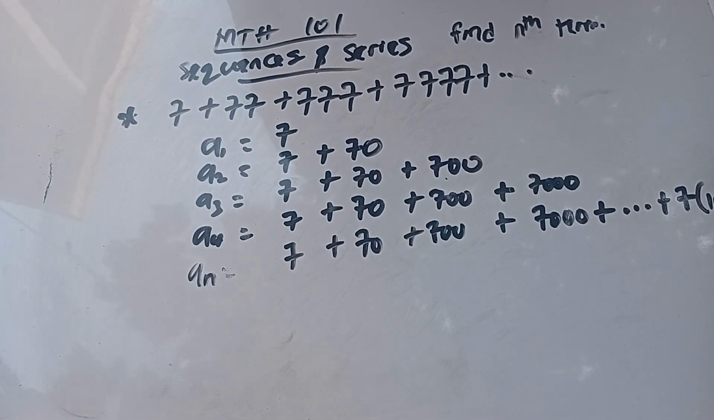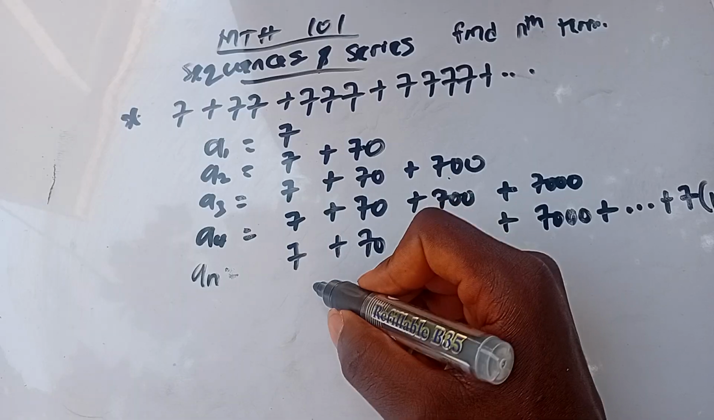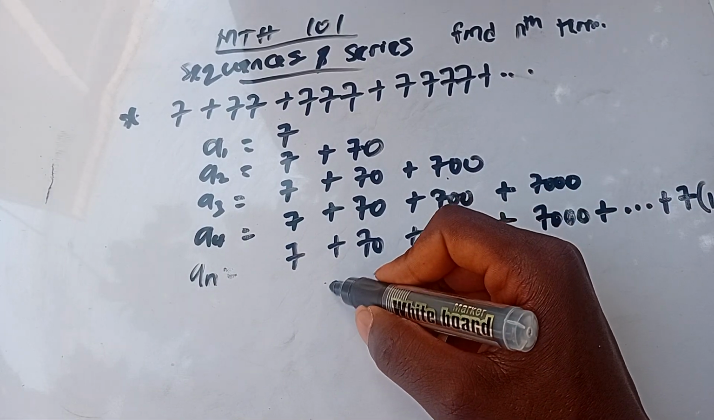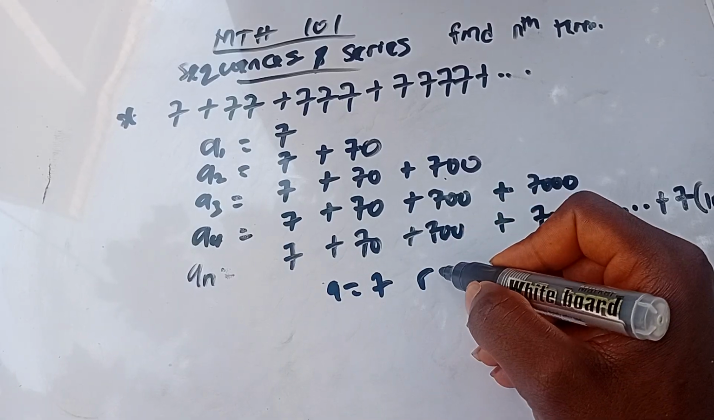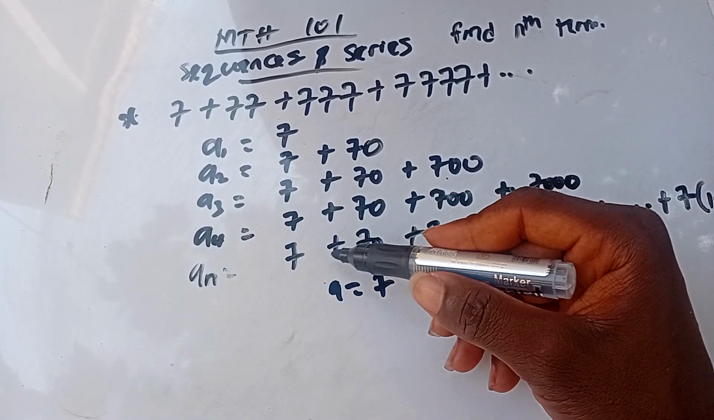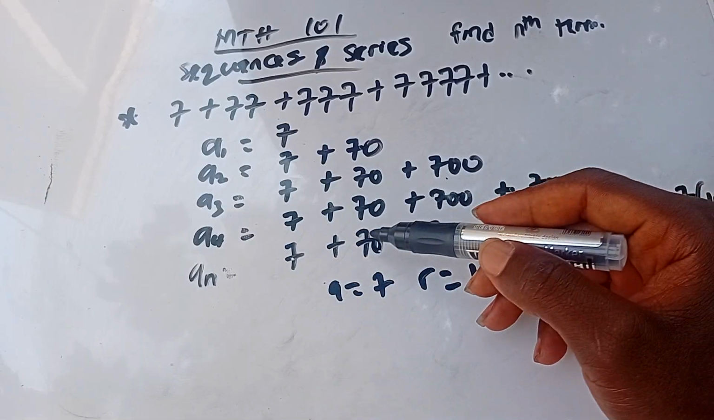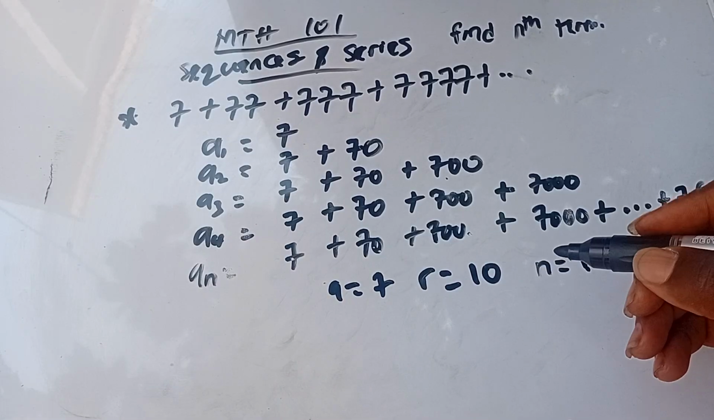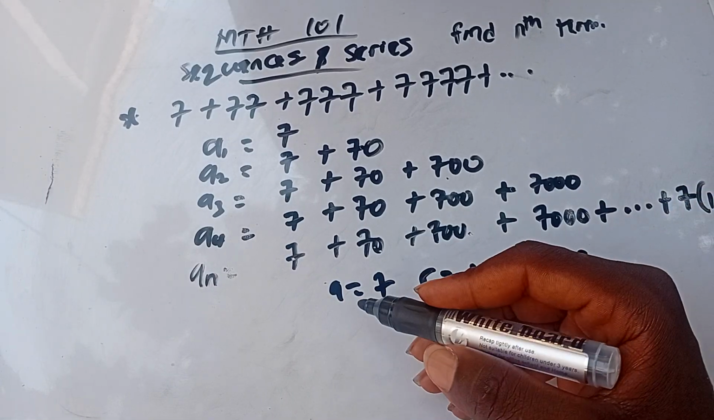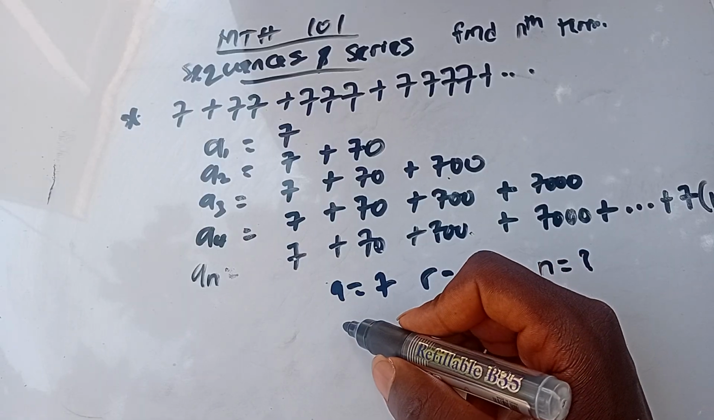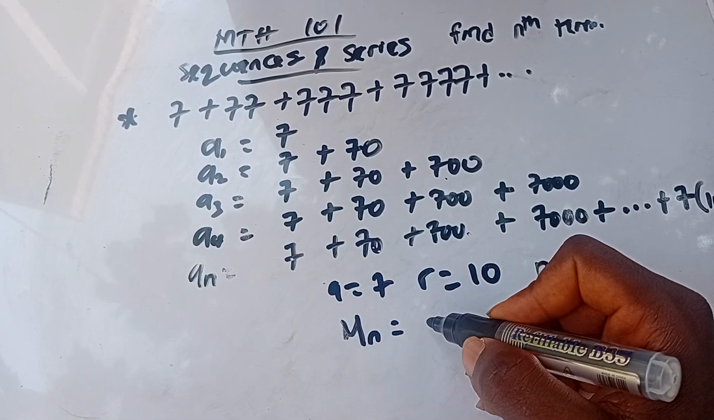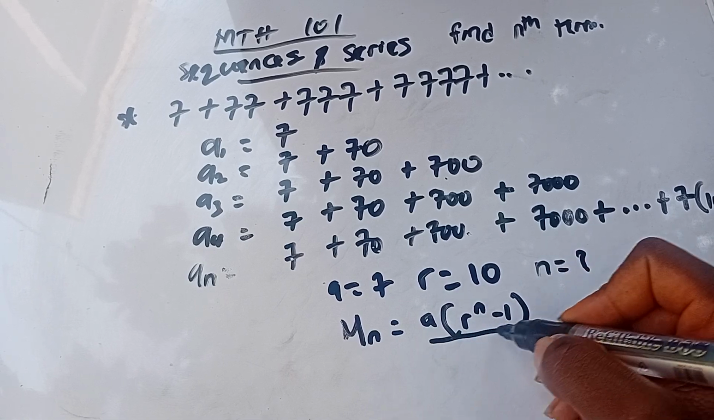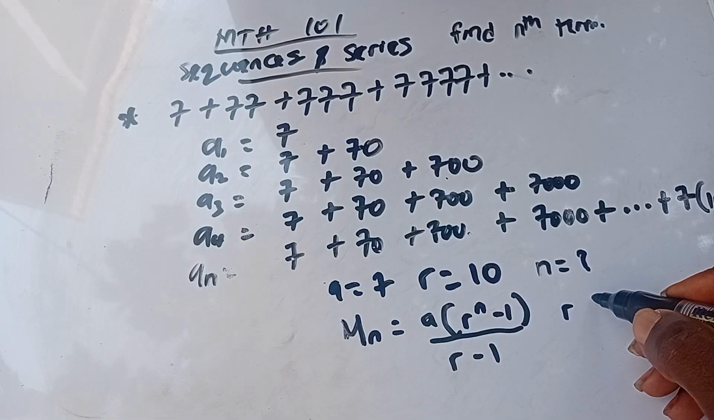So now, what's our a here? a equals 7. r equals 10. This is a GP now. 70 divided by 7, 10. 700 divided by 70, 10. And n is unknown. So here, instead of AP, we are using the formula for GP, the sum of a GP to be precise. So the sum of a GP, Sn, equals a into r raised to power n minus 1, over r minus 1. That is when r is greater than 1.